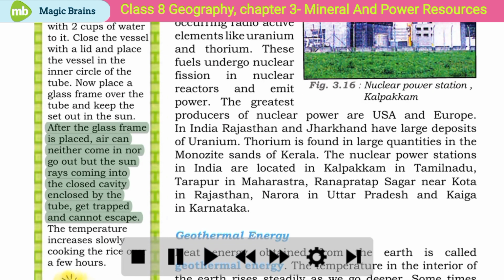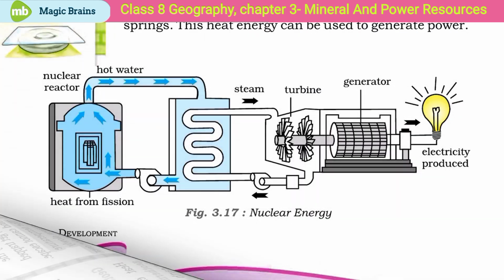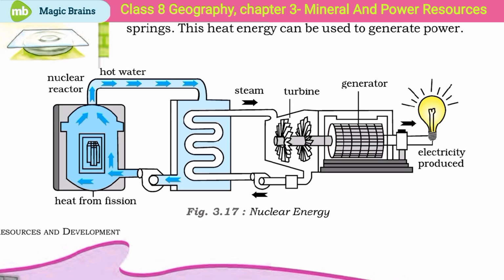After the glass frame is placed, air can neither come in nor go out, but the sun rays coming into the closed cavity enclosed by the tube get trapped and cannot escape. The temperature increases, slowly cooking the rice over a few hours. At the end of the green box, the picture of sun and vessel is shown. At the bottom, there is figure number 3.17. This figure explains how the nuclear energy is made.